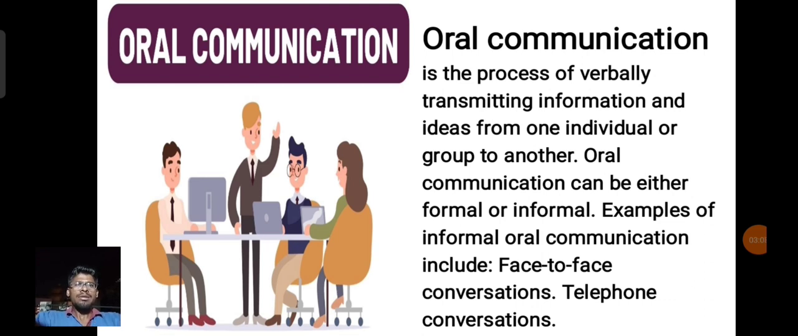Oral communication. Oral communication is a process of verbally transmitting information and ideas from one individual or group to another. Oral communication can be either formal or informal. Examples of informal oral communication include face-to-face conversations and telephone conversations. Oral communication includes ideas, imagination, and knowledge required for communicating with groups or other persons. It can be in a formal or informal way, face to face or by telephone, or any other way in which we see oral communication.